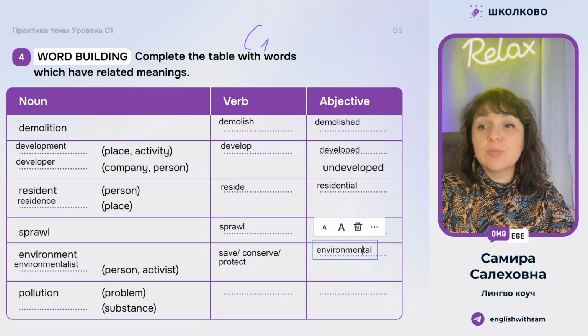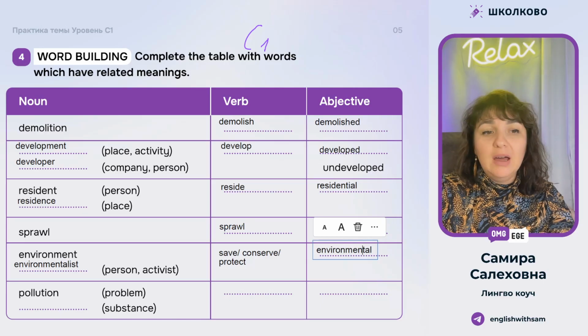So it is a problem if we talk about substance.